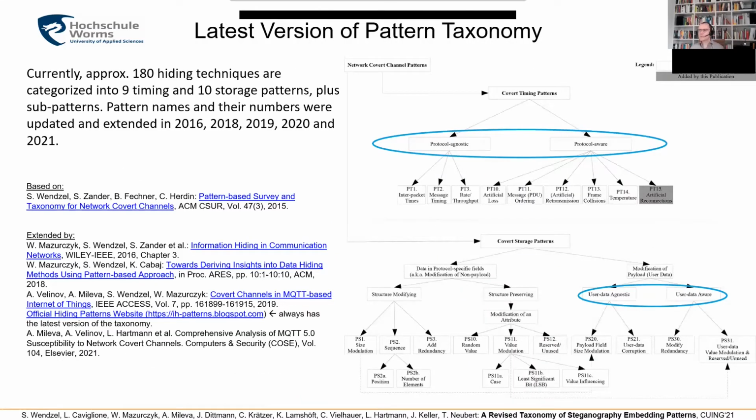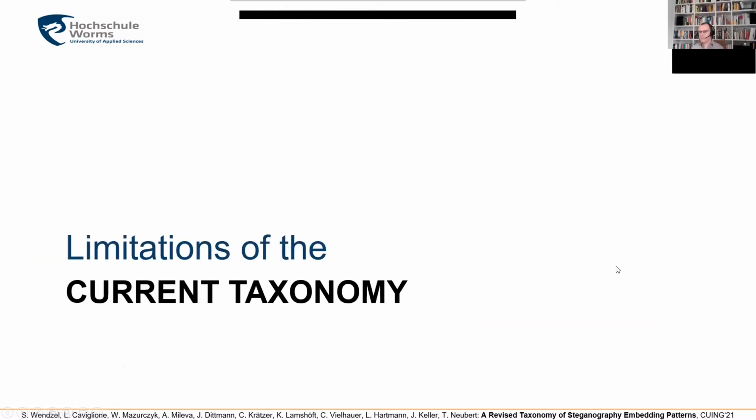In later versions, we extended the taxonomy. So this is what you see at the right side. Here's the latest version, and at the top are the timing, and below the storage channel patterns. And some additional layers were added, like protocol agnostic and protocol aware distinction. And for user data, there's also a distinction. So this is state-of-the-art 2021.